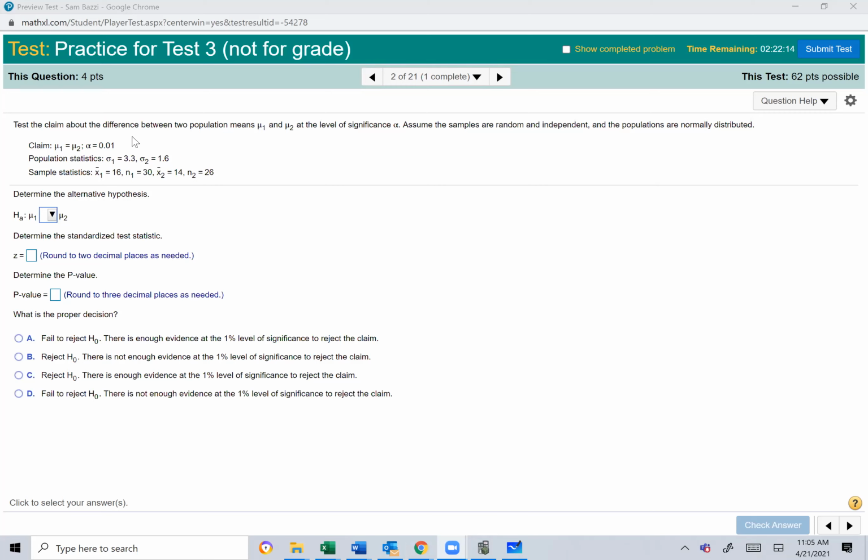Test the claim about the difference between the two population means, mu1 and mu2, at the level of significance. Assume the samples are random and independent, and the populations are normally distributed. The claim is mu1 equals mu2. Population statistics, look what he gives you, guys. He gives you sigma 1 and sigma 2. So you should agree with me again that this is going to be a 2-sample z-test.